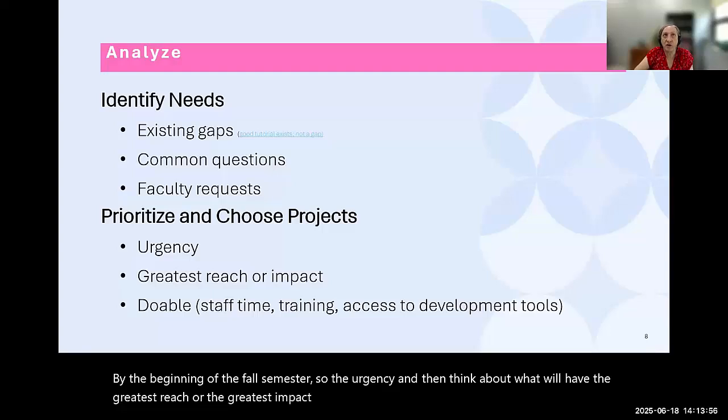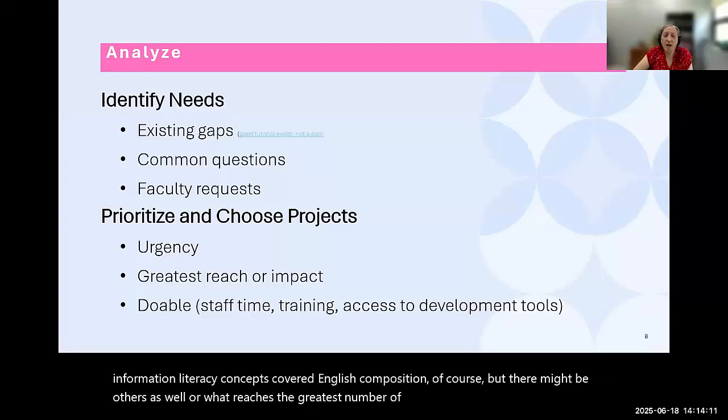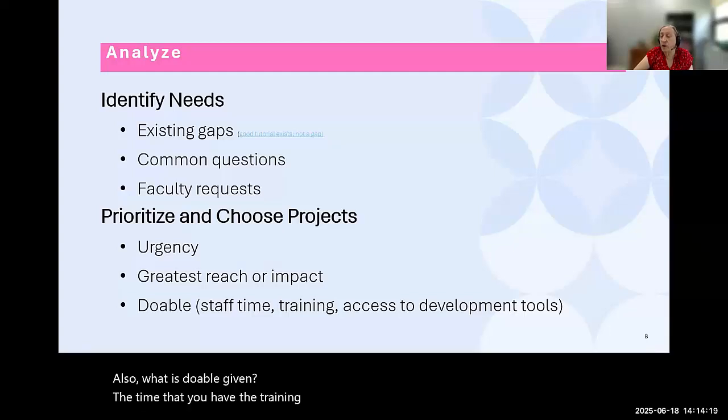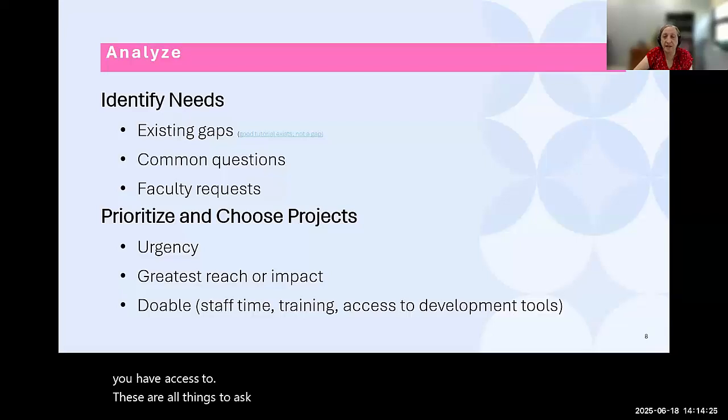And then think about what will have the greatest reach or the greatest impact. What are those courses where they really need information literacy concepts covered? English composition, of course, but there might be others as well. Or what reaches the greatest number of students? Also, what is doable given the time that you have, the training requirements, and what kind of development tools that you have access to. These are all things to ask yourself when you're analyzing.